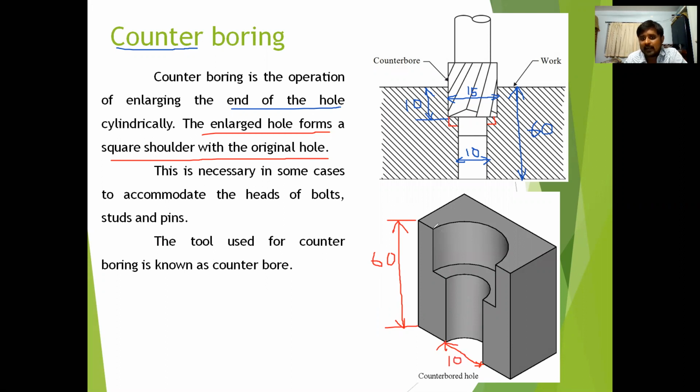So we need to enlarge the diameter of the hole like this. This is the diameter. I want to make this diameter up to 15 mm. So we are going to enlarge the hole, but here we are not enlarging the hole throughout the depth. We are going to enlarge the hole only up to some portion, like this. So this height is, for example, 10 mm. So this is about the counter boring operation.